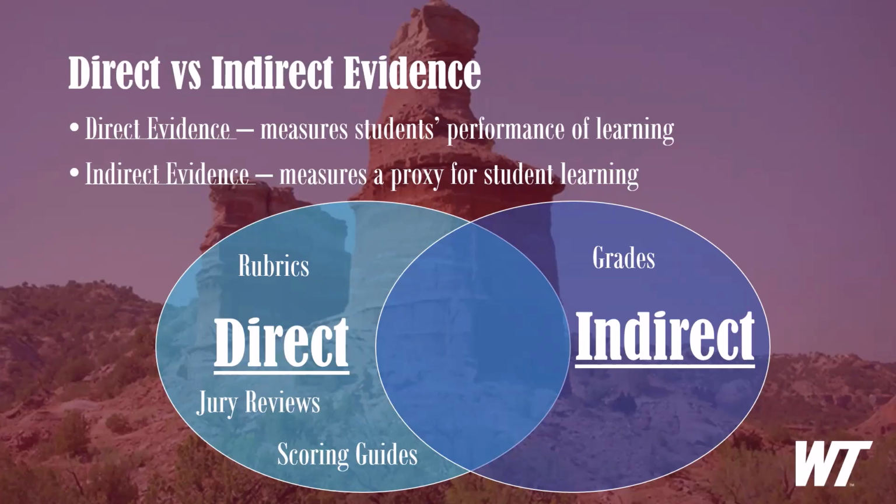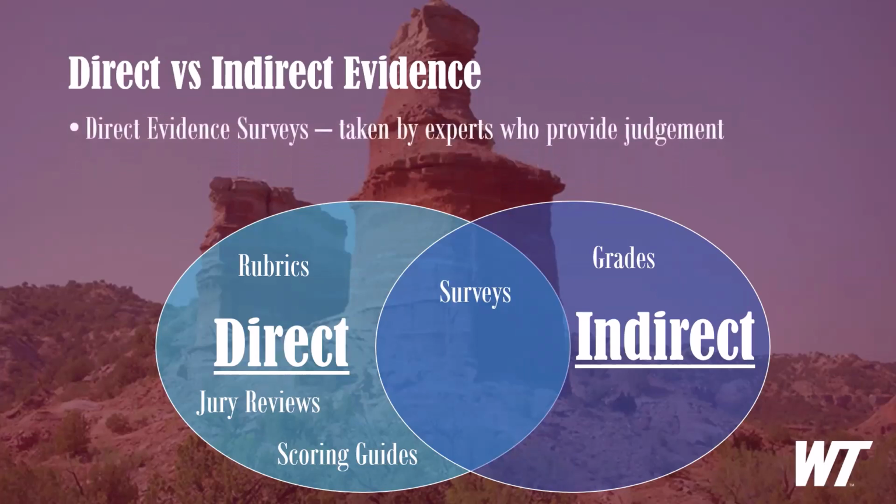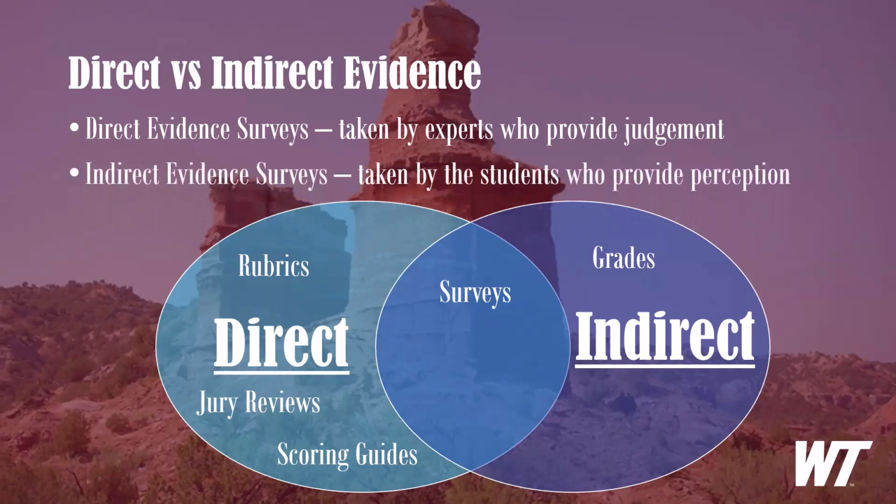It is difficult to know exactly what differentiates grade levels because lots of factors could go into determining if a student gets an A or a B. Surveys can fall under either category. Surveys that collect direct evidence are taken by experts who provide judgment on the student's performance and abilities in an area. Surveys that collect indirect evidence could be a survey taken by a student where they express their perception of their learning. There is no way for a student to accurately evaluate their learning on an outcome. Overall, surveys are categorized as indirect evidence.